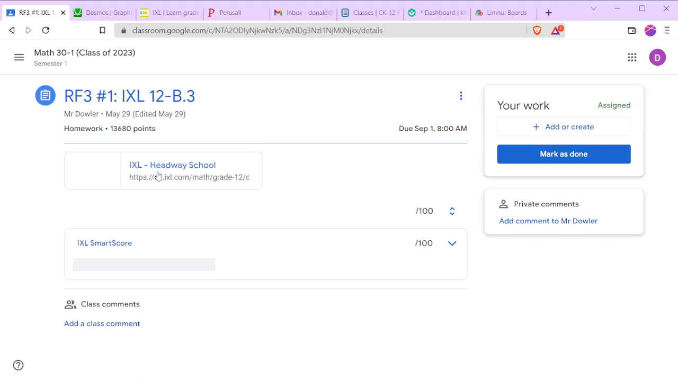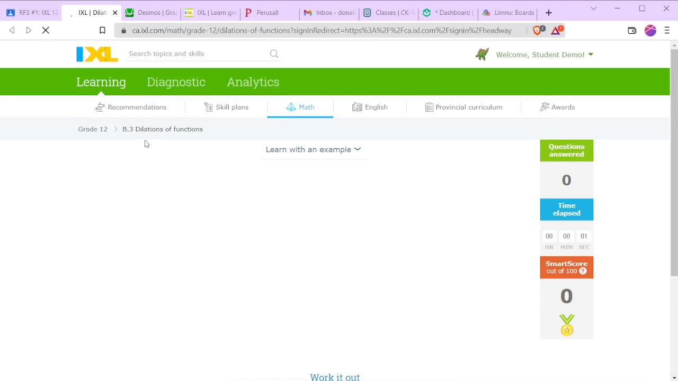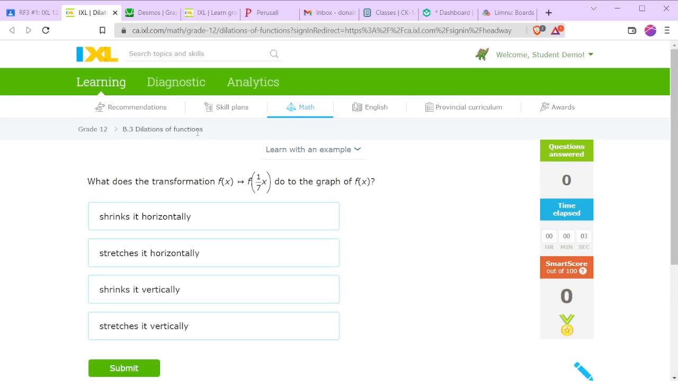Welcome to the solutions video for IXL Skill 12 B.3, or specifically dilations of functions. So what does this transformation do to the graph of f of x? Is it going to shrink it horizontally, stretch it horizontally, do it vertically?